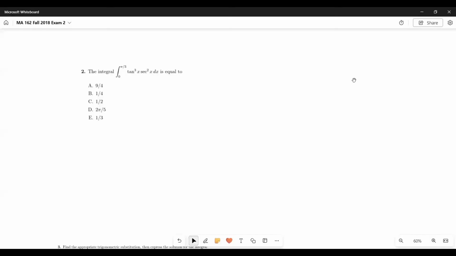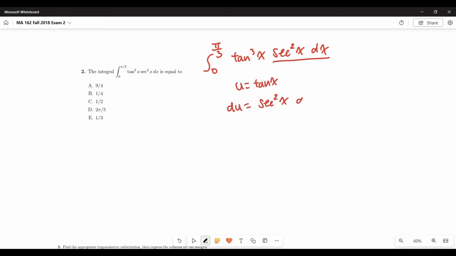Okay, so this question asks to find the integral from 0 to pi over 3 of tangent cubed x secant squared x dx. Okay, let's write it down. 0 to pi over 3 tangent cubed x secant squared x dx. Since we see secant squared x dx and we know the derivative of tangent x is secant squared x, we're going to put u as tangent x and du will be secant squared x dx, right? So this can be written as u cubed du.